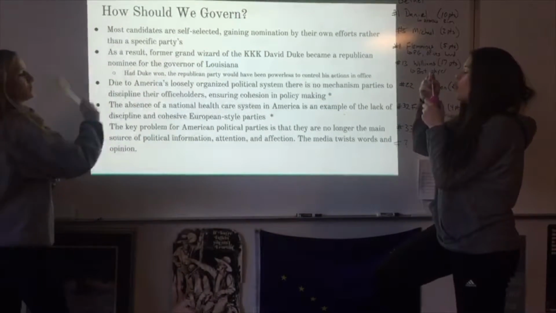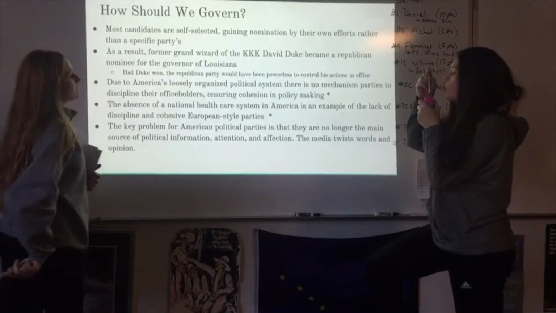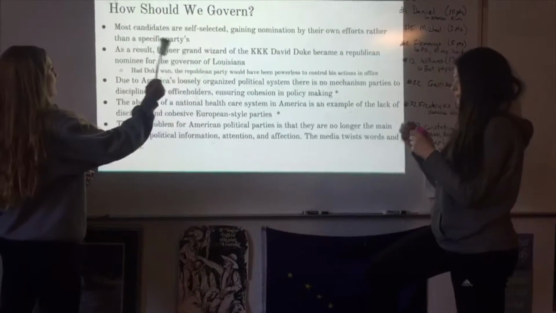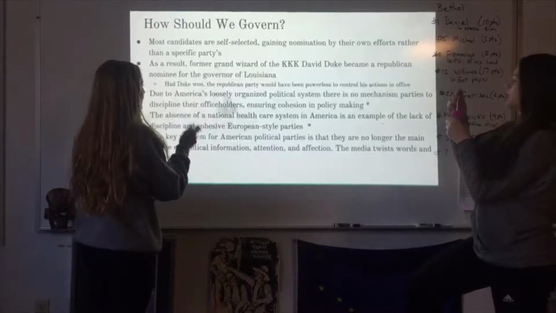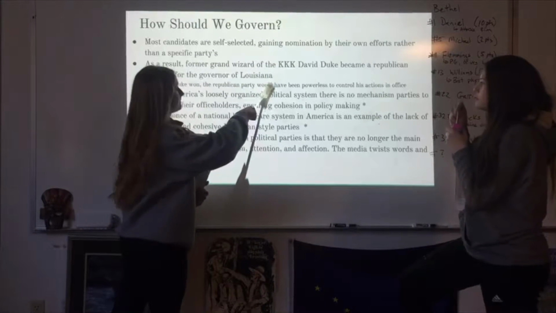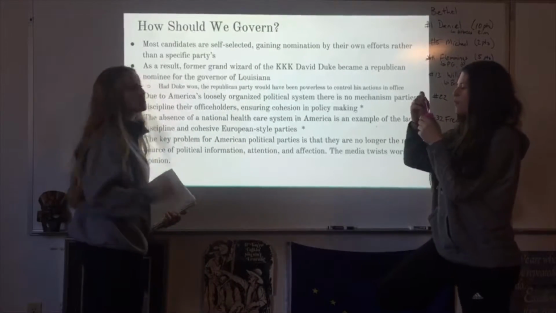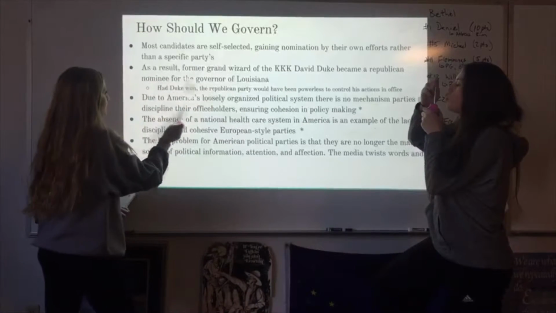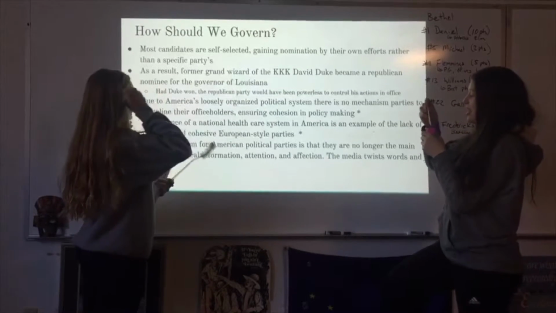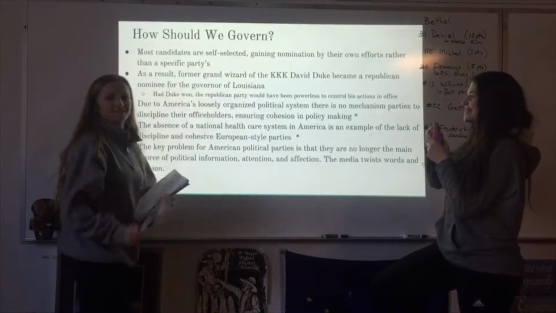Okay. How should we govern? Most candidates are self-selected, gaining nominations by their own efforts rather than a specific party's. As a result of this, the former Grand Wizard of the KKK, David Duke, remember David Duke, became a Republican nominee for governor of Louisiana. He was self-selected, obviously. And who would really want a former Grand Wizard of the KKK representing their state? That's kind of weird.